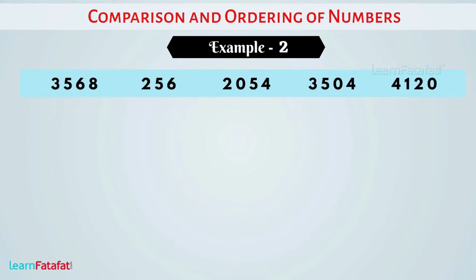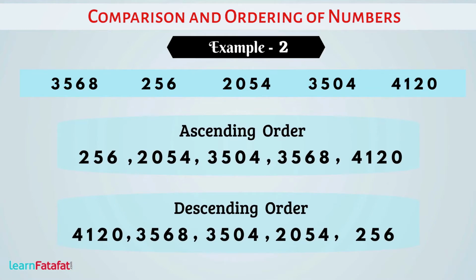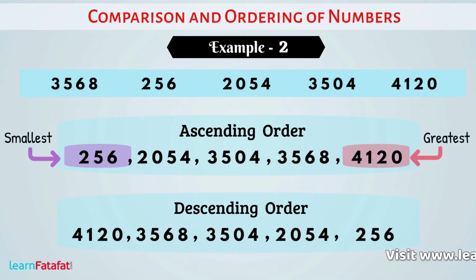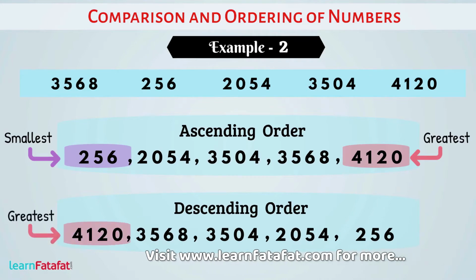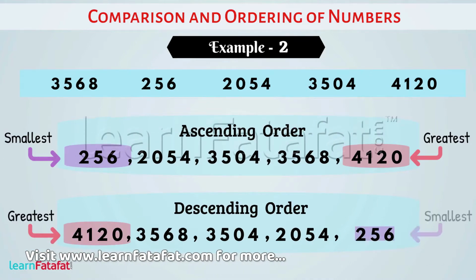Another example: arrange the numbers in ascending and descending orders. Ascending order is from 256 to 4120 and descending order is from 4120 to 256.